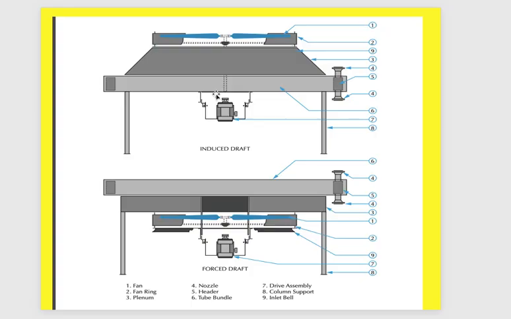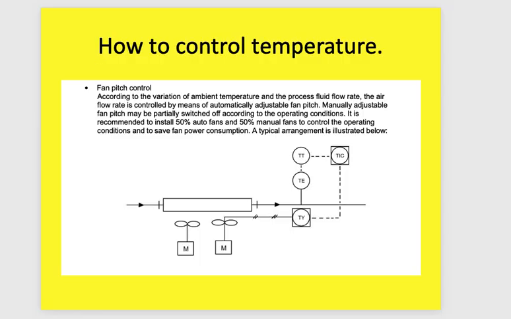Okay, what I want to tell you here, that after we discuss the main structure of the air cooler, I want you to understand how we can control the temperature. Okay, here you have a TIC. This TIC at the outlet stream from the air cooler can go and control the pitch angle of the blade of the fan of the air cooler.